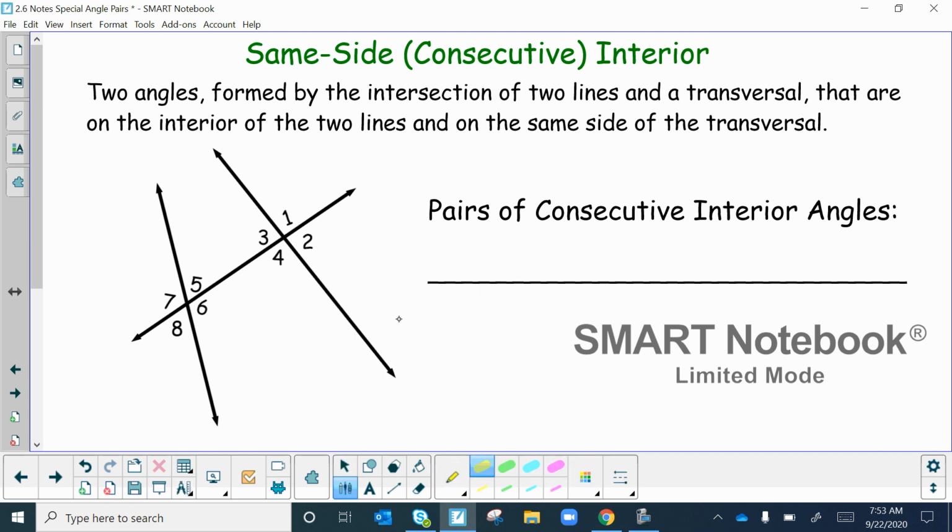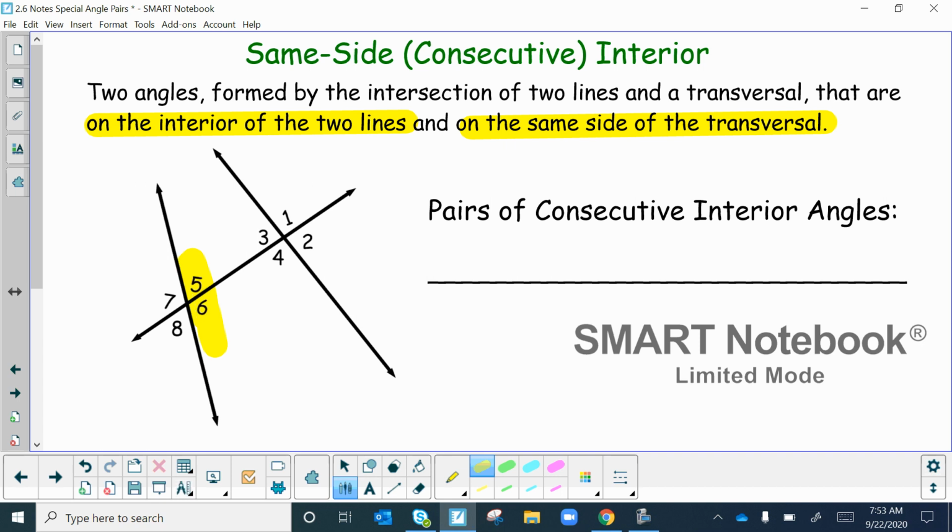So these again are formed by the angles formed by the intersection of two lines with the transversal, and they were in the interior of the two lines, and they're on the same side of the transversal. Okay, so think opposite of alternate interior. So they're going to be on the same side.